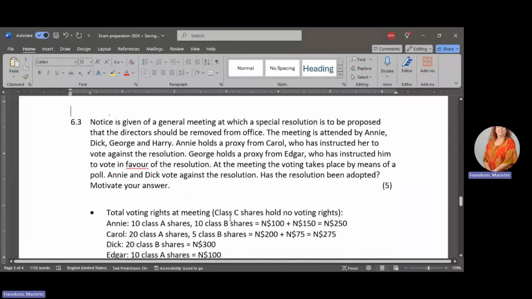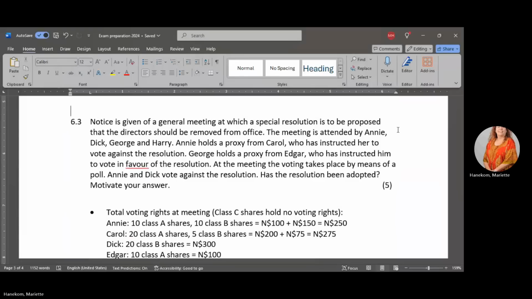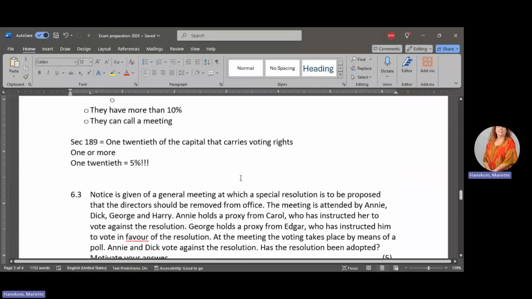Okay, notice is given of a general meeting at which a special resolution is to be proposed that the directors should be removed from office. The meeting is attended by Annie, Dick, George, and Harry. Annie holds a proxy from Carol, who has instructed her to vote against the resolution. George holds a proxy from Edgar, who has instructed him to vote in favor of the resolution. Voting takes place by means of a poll. Annie and Dick vote against the resolution. Has the resolution been adopted? Motivate your answer. First of all, this is the question.